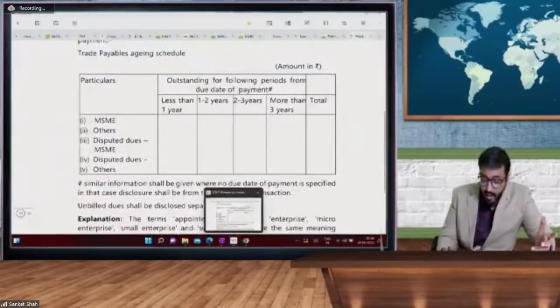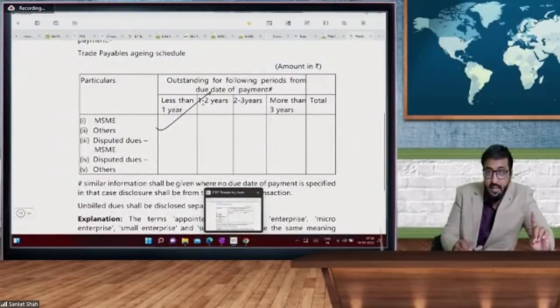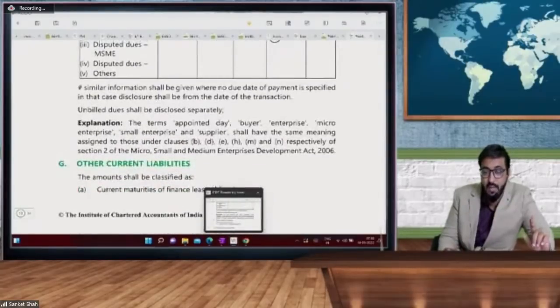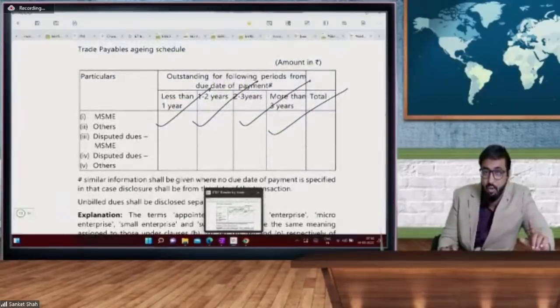And see how it is shown in real life. It is less than 1 year, 1 to 2 years, 2 to 3 years, more than 3 years, and then total. Because if the creditor has not been paid the amount, in that case, you are going to record it within 1 year, whatever creditors you have. And this is the best type of presentation.